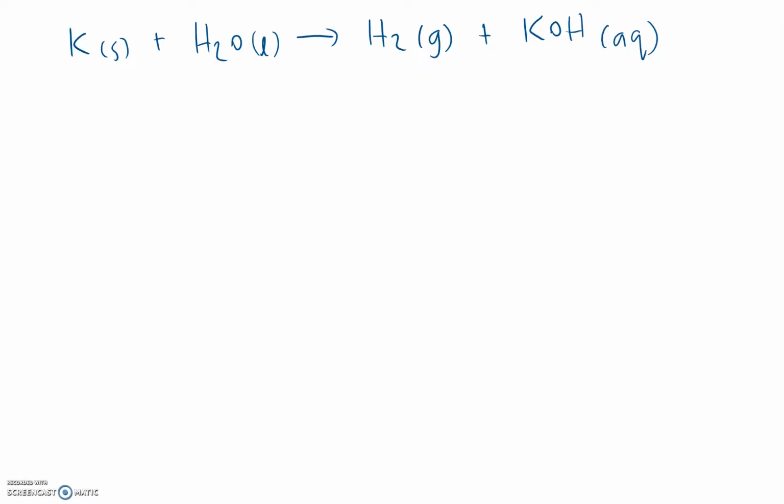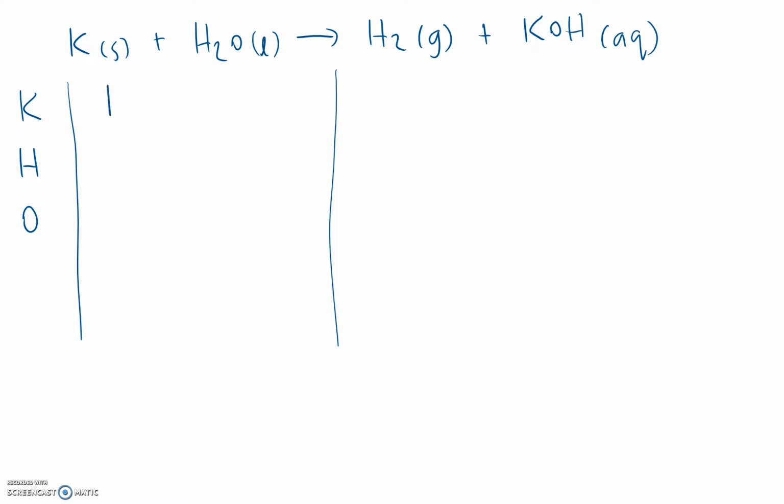Let's look at the reaction of solid potassium reacting with water to give hydrogen gas and potassium hydroxide. To balance an equation, let's just set up our table. What I do is I create two columns. So we have our reactants on the left and our products on the right. And I make a list on the left-hand side of all the atoms involved in this equation, and I write down what we have.